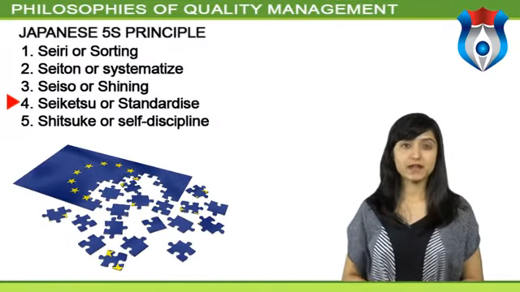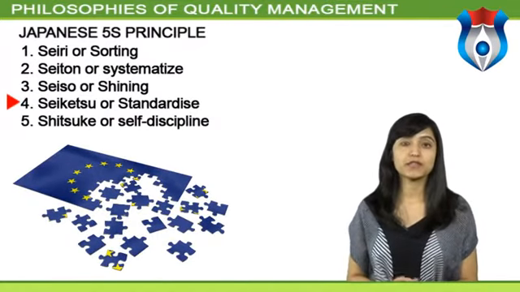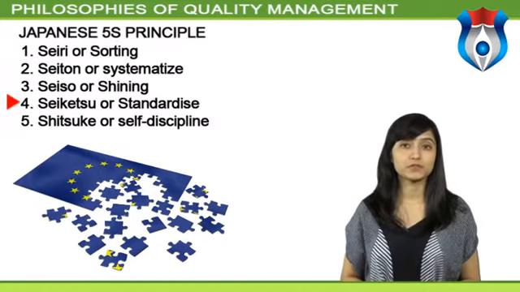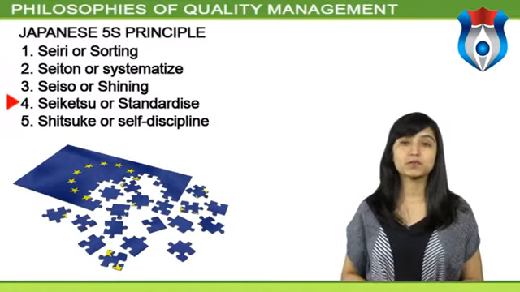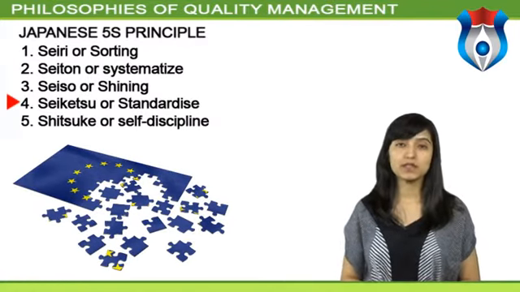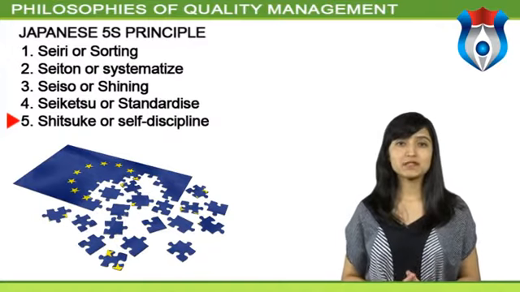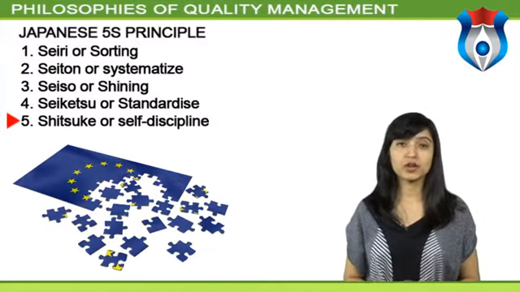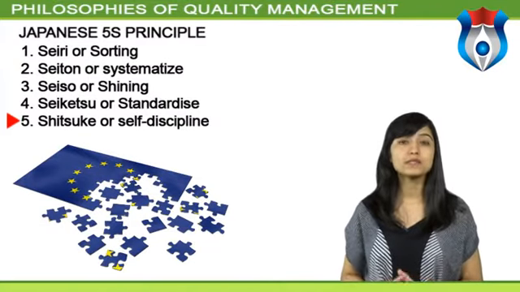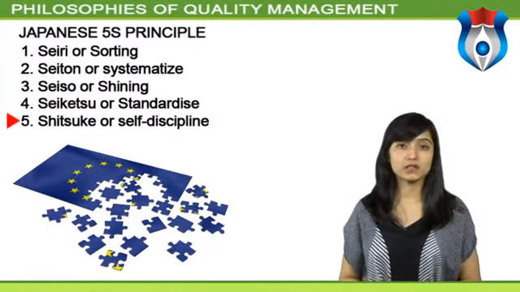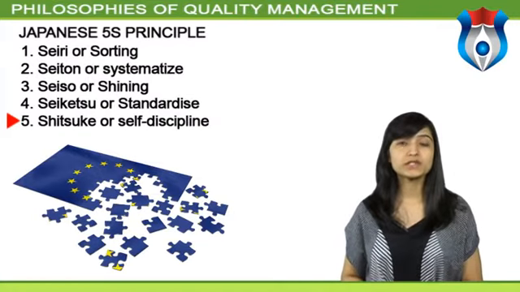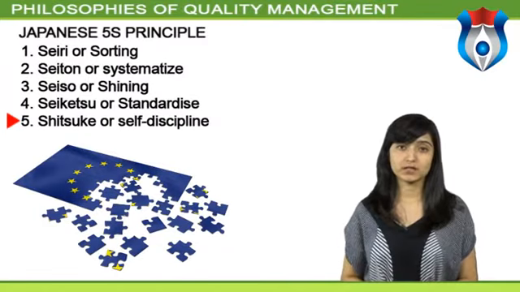Seiketsu or standardize. Seiketsu ensures that the first 3 steps of 5S program continue to be effective. The good practices developed in the first 3 steps need to be standardized. Shitsuke or self-discipline. This implies continuous training and maintenance of standards. The organization must build a formal system for monitoring the results of the program. A follow-up is a must for the 4 steps to continue to be practiced.